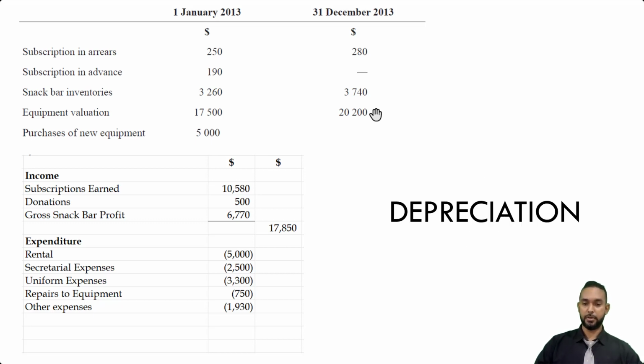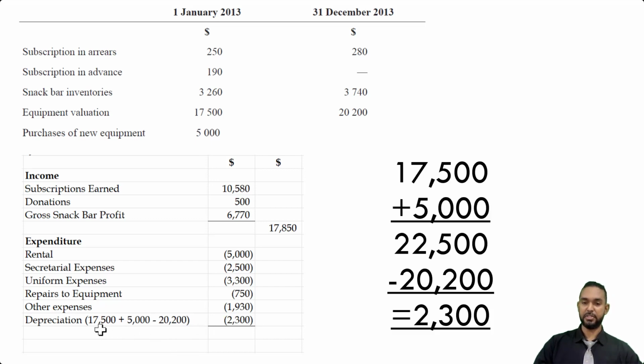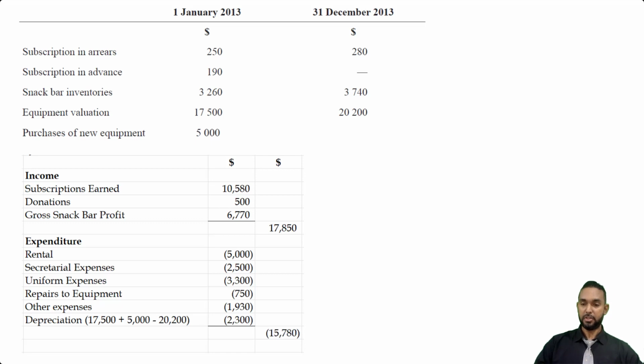So if we take a look across in the income and expenditure account, we're going to see that depreciation calculation. See, 17,500, the opening balance, plus the purchases, minus the closing balance, and that gives us the depreciation. We're going to have a subtotal for expenditure of 15,780, and when you subtract that from the 17,850, we are going to get what we would normally call a profit of 2,070, but here in non-profit organizations, we call it a surplus of income over expenditure. Okay, and that's about it for this question.